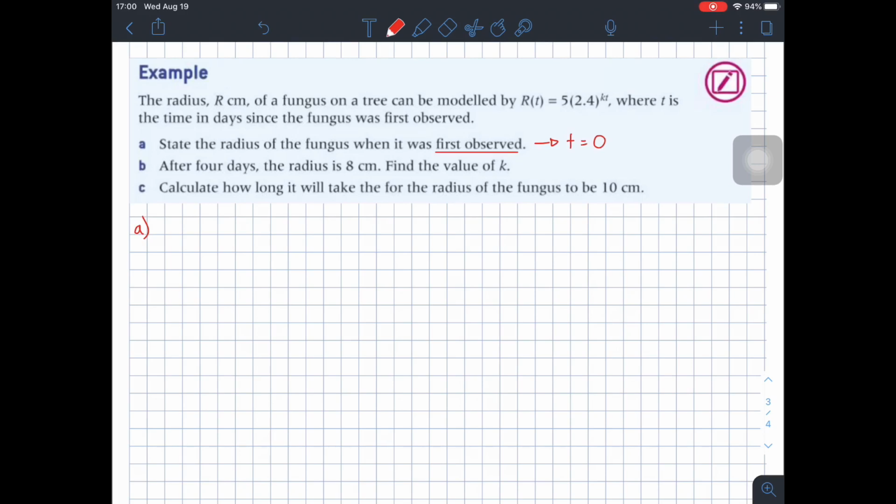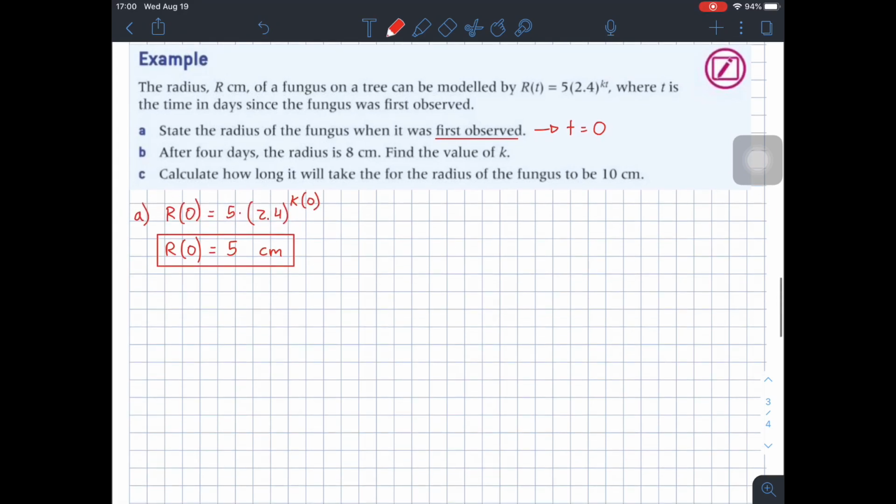So for part A, we're going to calculate the radius of the fungus for t equal to 0. So 5 times 2.4 to the power of k times 0, okay? Any number to the power of 0 is always equal to 1. So the radius, the initial radius, is equal to 5 times 1, which is 5 centimeters. This is the initial radius of the fungus.